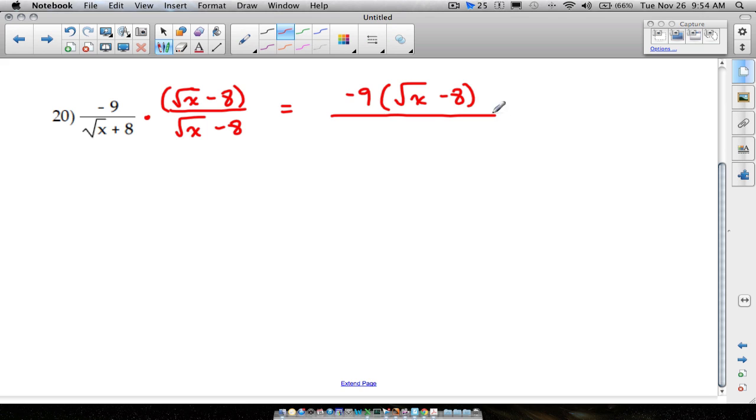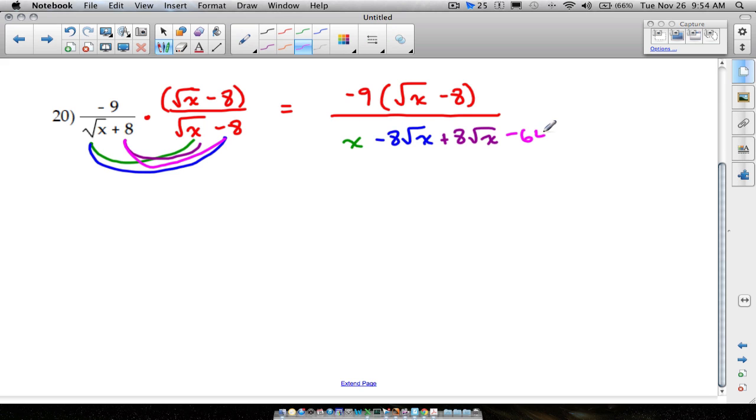However, at the bottom, we have to be careful here. We do need to do the FOIL method. Square root of x times square root of x, shortcut, that gives you x. Remember that, I've mentioned that several times. The square root of something times the square root of that same thing, the house burns down, so we're left with just x there. Square root of x times -8, that is -8 square root of x. 8 times the square root of x, that's going to be plus 8 square root of x. And then multiplying this last piece here, 8 times -8, that is -64.